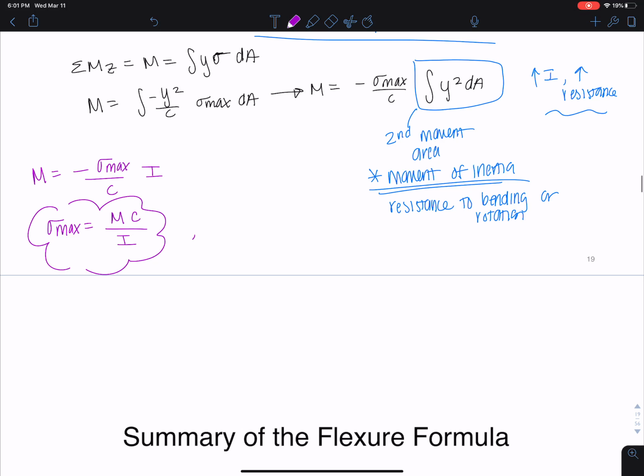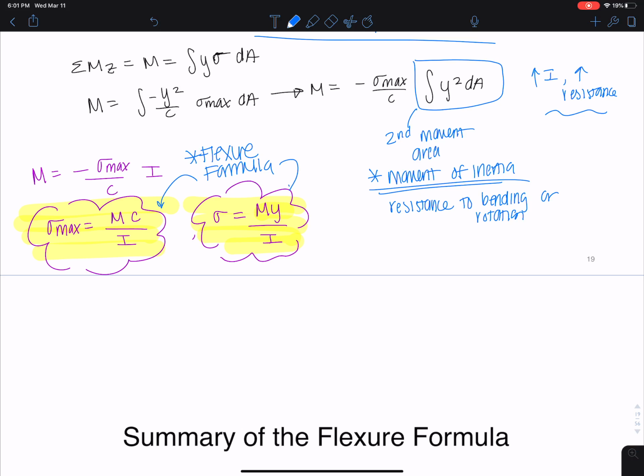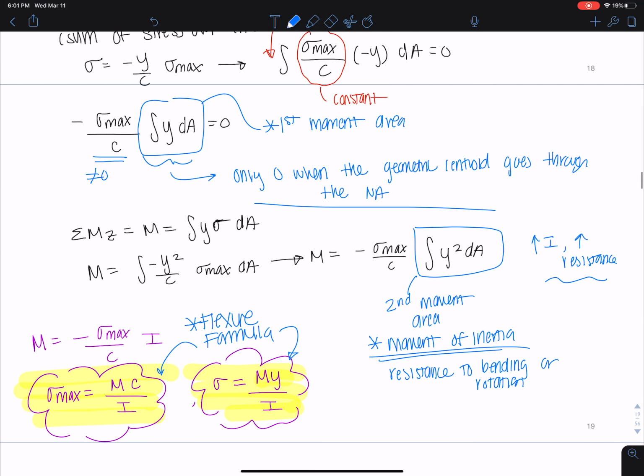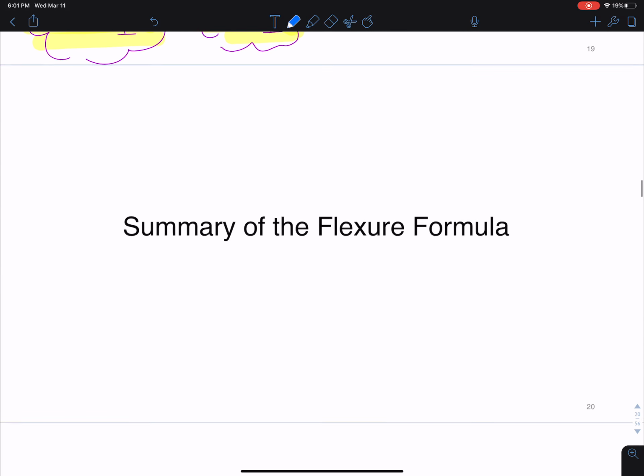And if we want this at any sigma, we can say that sigma is My over I, at that arbitrary distance y away from the neutral axis. And these are our flexure equations. This is the flexure formula. These are super important for you to know and to understand how we got them. You will be expected to know these equations, understand how we got them and where everything came from.